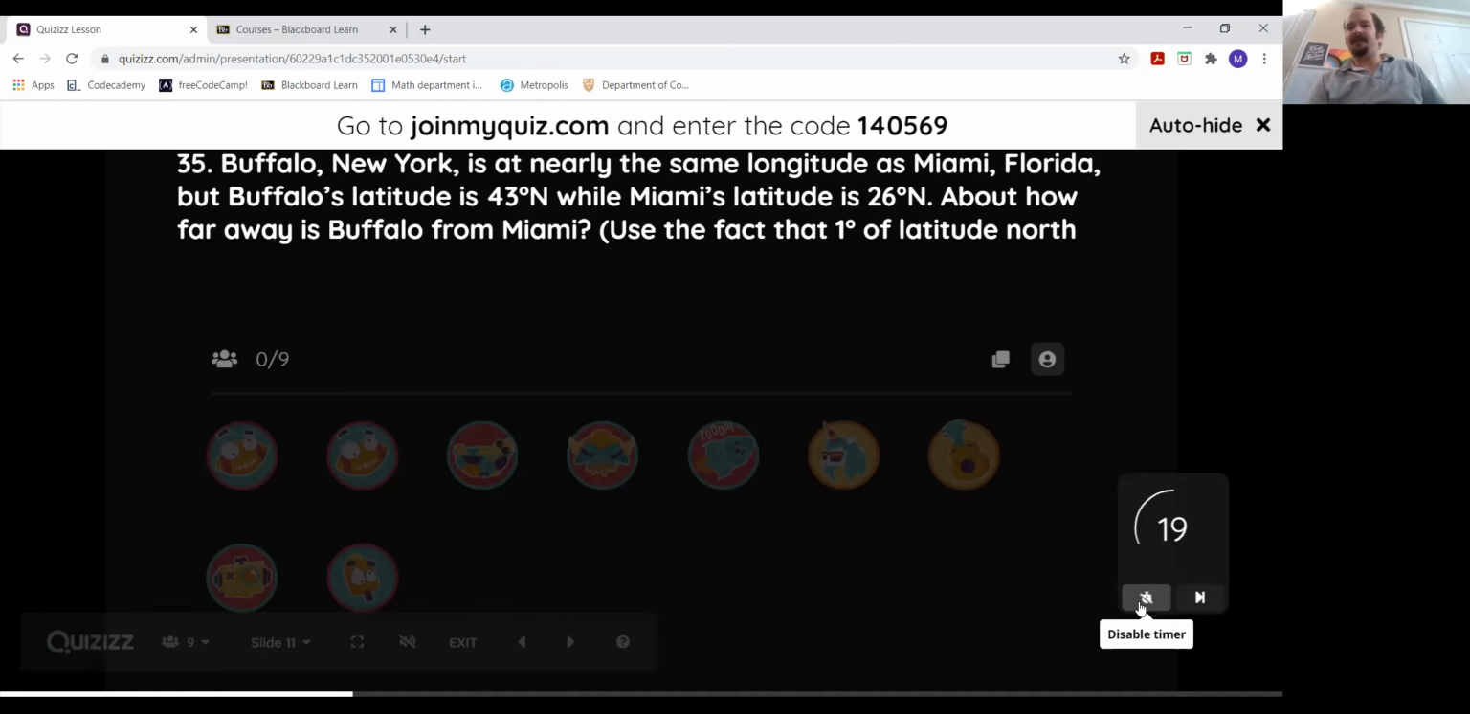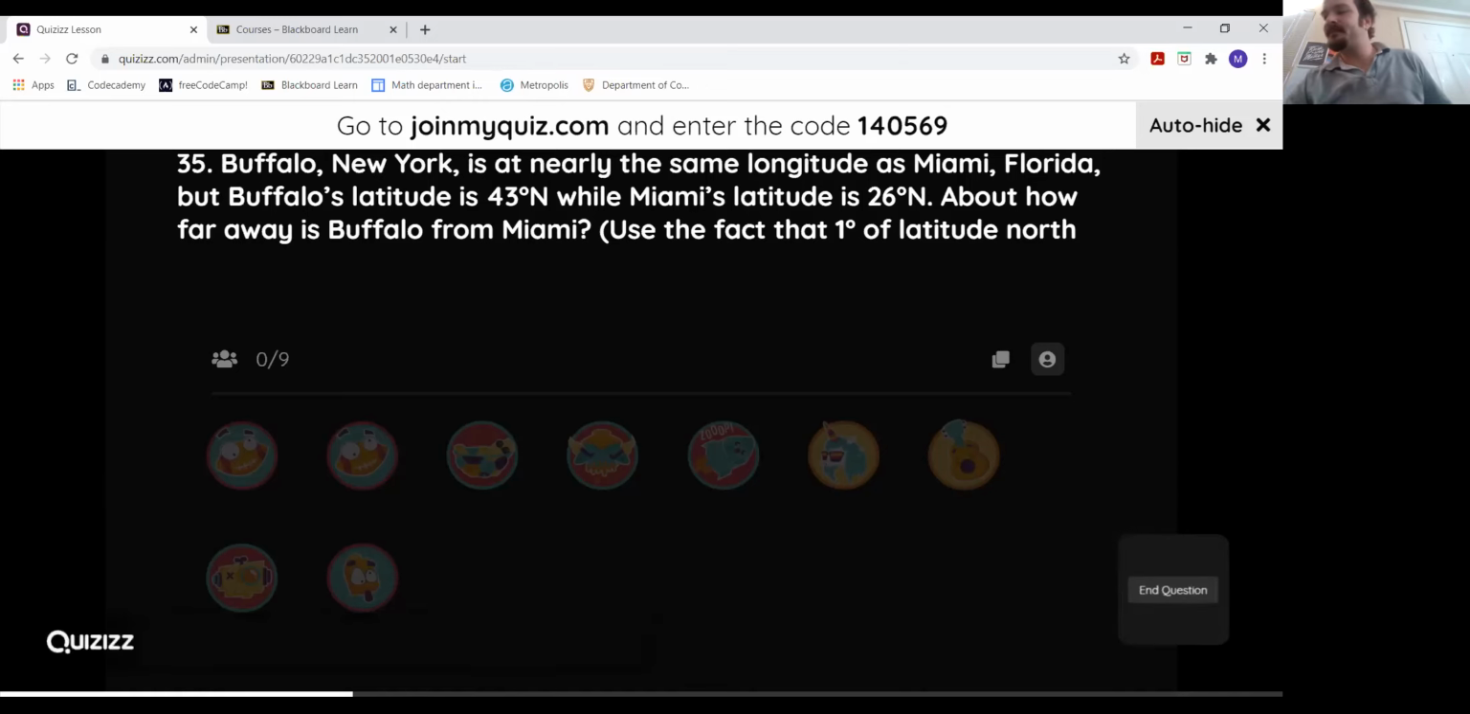So I'll give y'all like 30 more seconds after this. Give y'all a minute. But there is just a little bit of number crunching, not a whole lot. We know that every 1 degree is 69.4 miles, and we know how many degrees we're talking about.